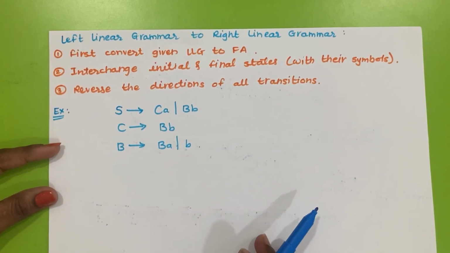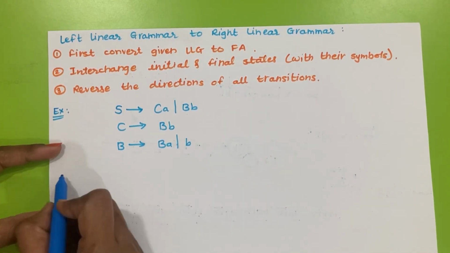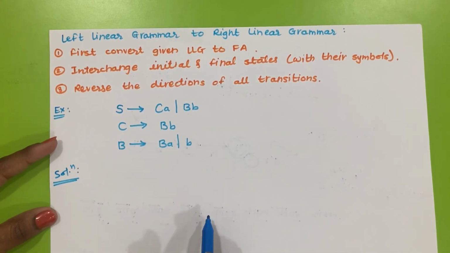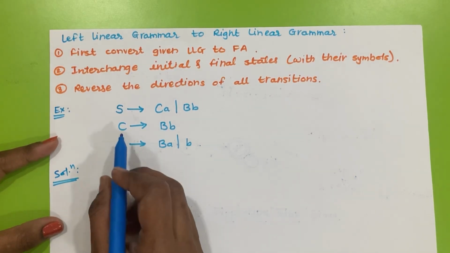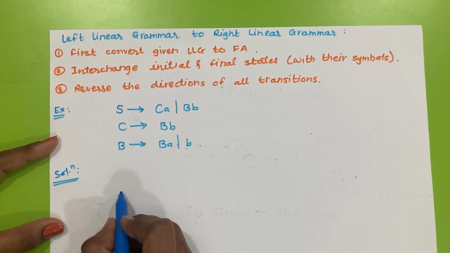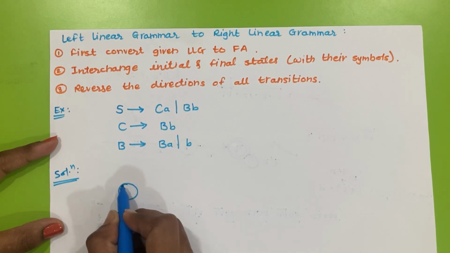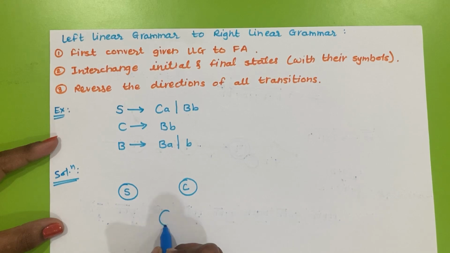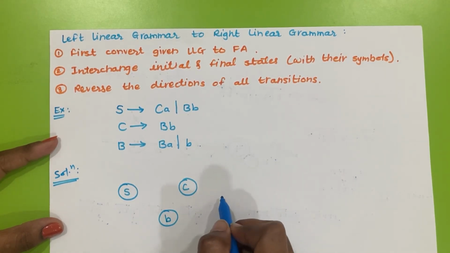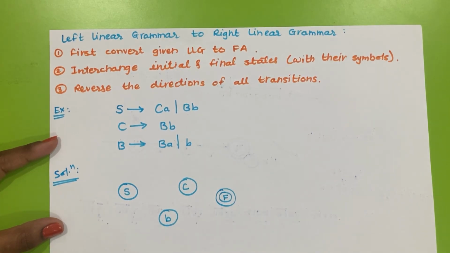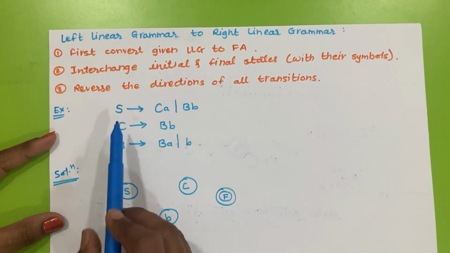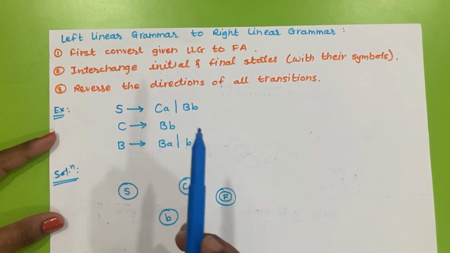This is the given grammar. Now I'll draw the finite automata for this given grammar. So S tends to CA. Okay, so I'll take states S, C, B and F. Okay, F is for final state. Okay, so S tends to CA.